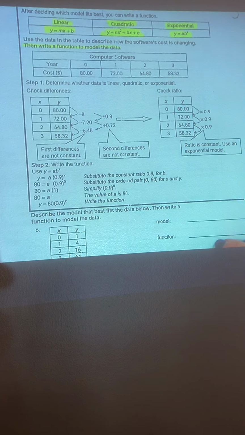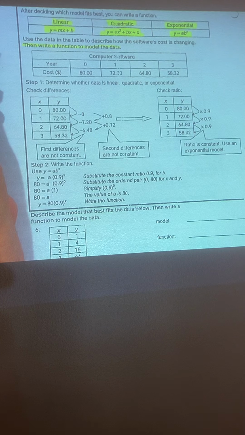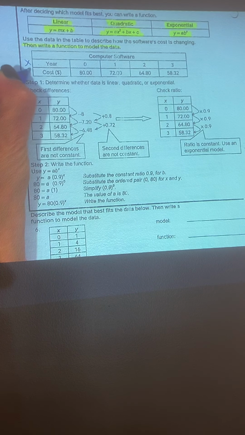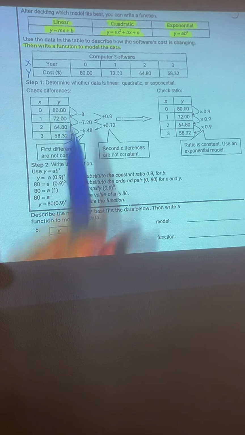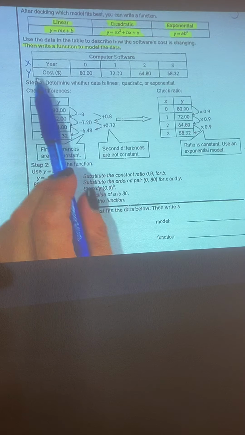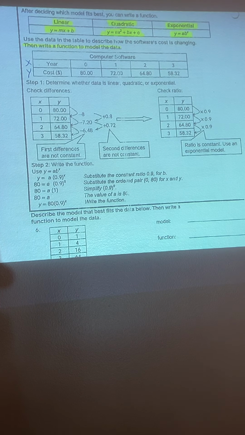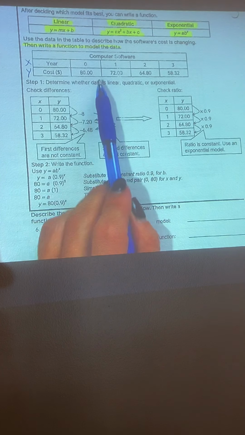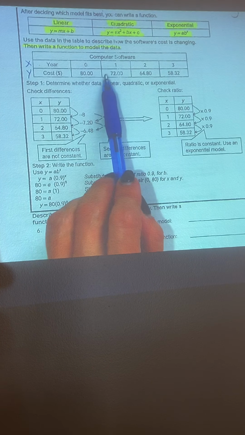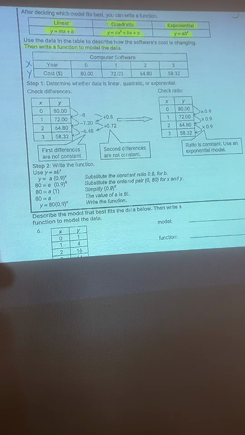Here I have an XY table. We know that the year is X and the cost is Y. My X's are good, 0, 1, 2, 3. My cost, 80, 72, 64.8, 58.32. I need my calculator to figure out what this is. You have to determine whether it's linear, quadratic, or exponential. It's not linear because there's not a common first difference. There's not a common second difference for quadratic, so therefore it's got to be exponential.